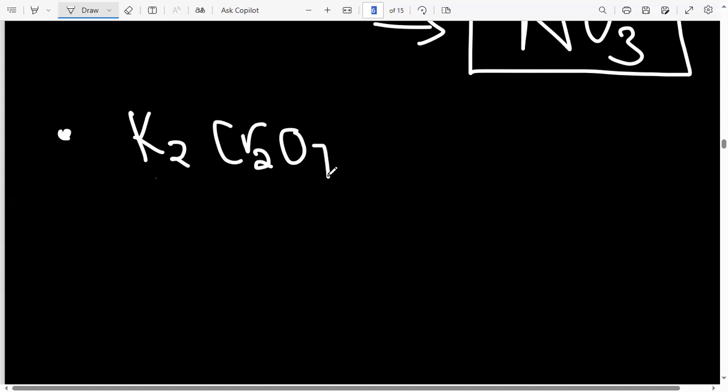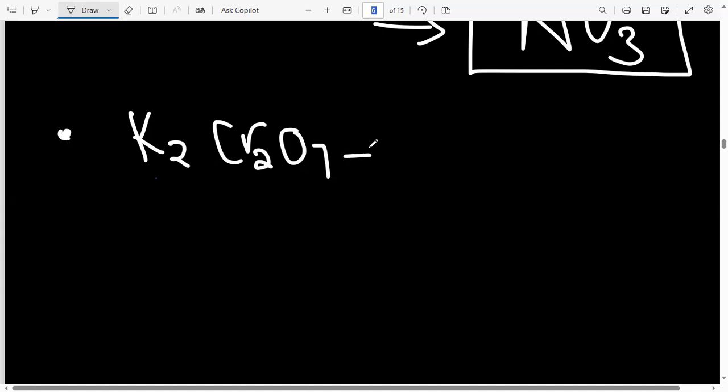Okay, the potassium permanganate and the potassium dichromate have similar properties, and you are going to encounter them a lot, especially when you reach balancing in acidic media, organic, basic media, acidic media. You are going to be dealing with these compounds, okay?